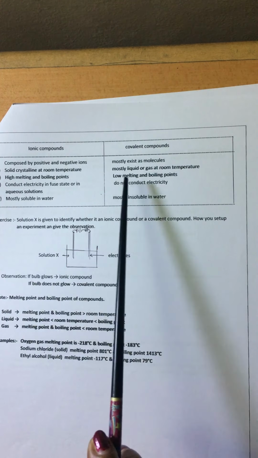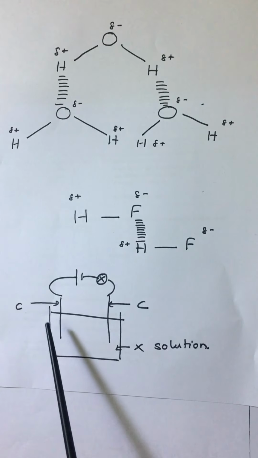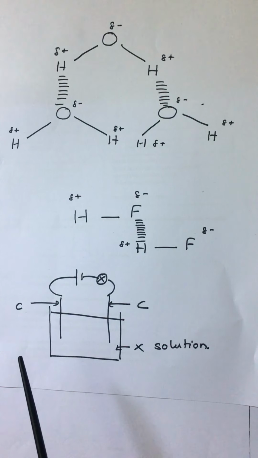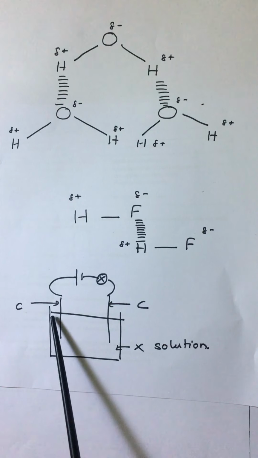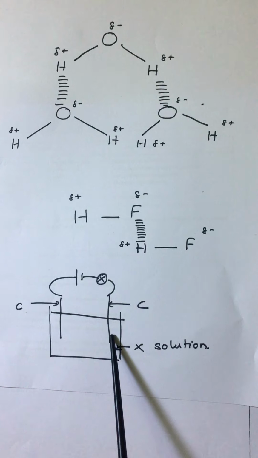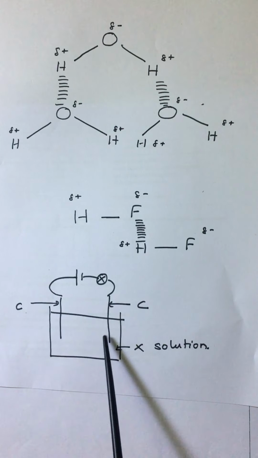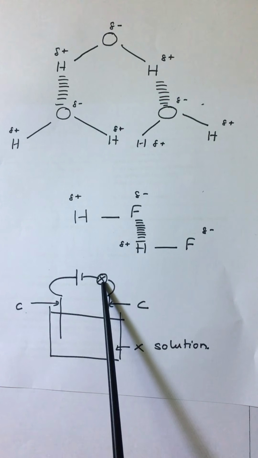So when they give a solution to you to identify whether it is an ionic compound or a covalent compound, you can do an experiment. You have to take a beaker and put that solution here. You don't know whether it is a covalent compound or an ionic compound. So you have to take that solution in a beaker and keep two electrodes. You can use carbon or metals as electrodes, and connect these electrodes with a battery and a bulb.